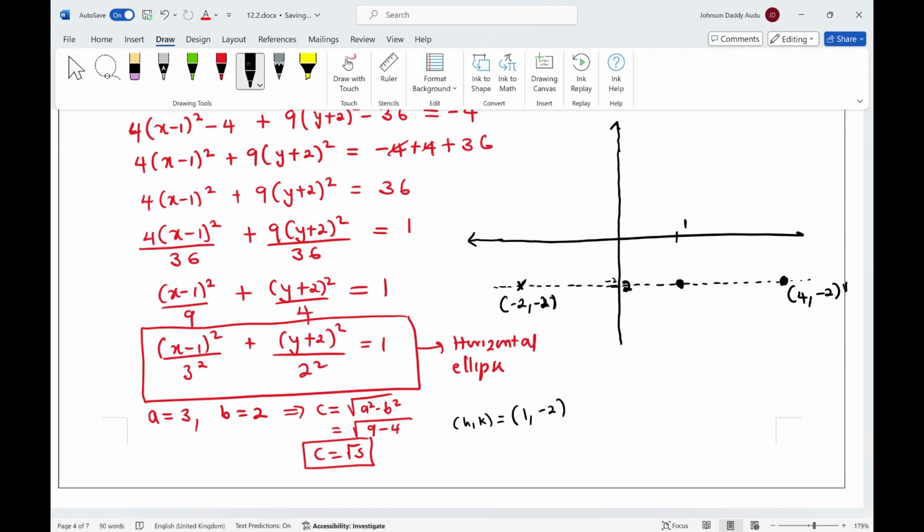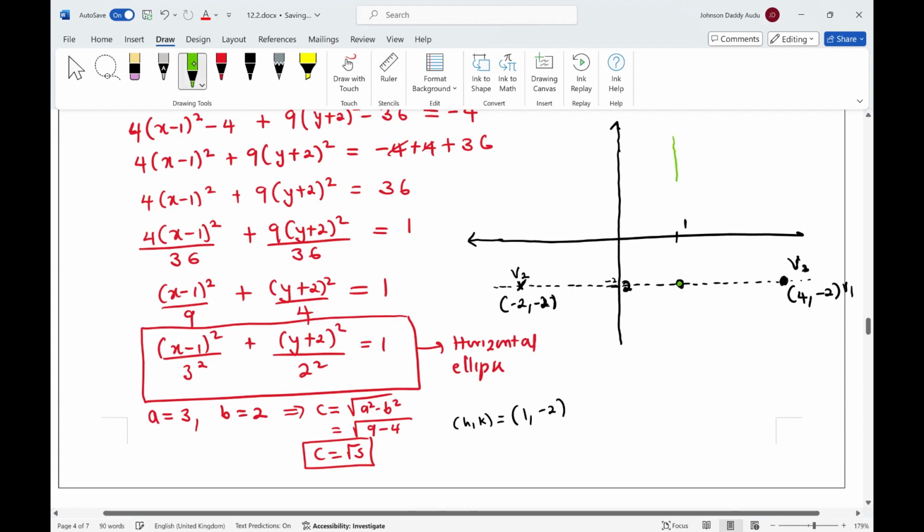So you can call this one your V1, and you can call this your V2. These are the vertices, which are the endpoints of our major axis. Now, where will the minor axis be? Remember, this is our center. So the minor axis is going to be a line that passes vertically, right? It's going to be something like this, passing through the center.